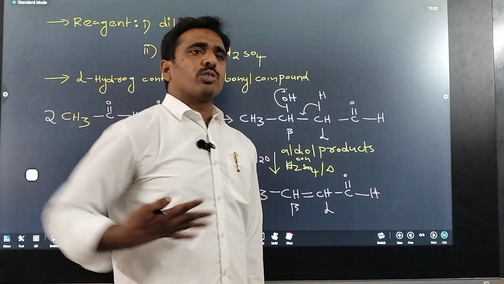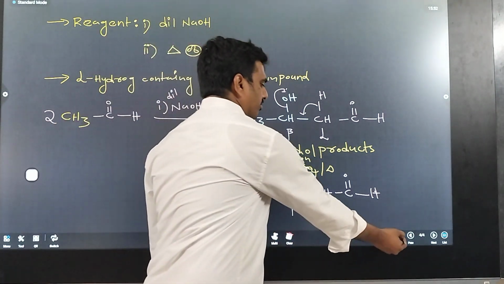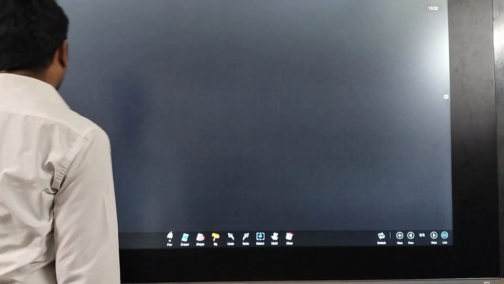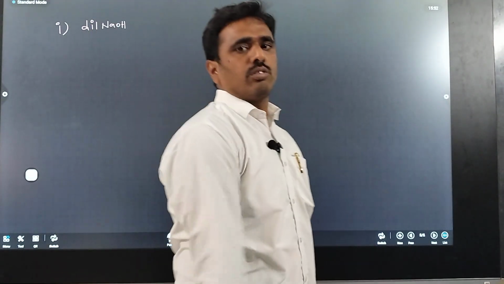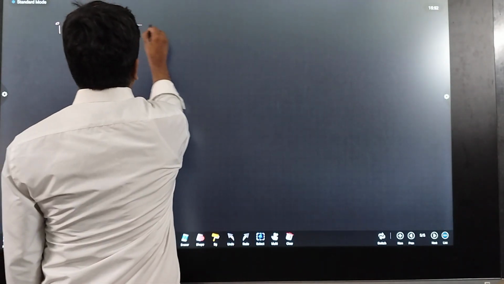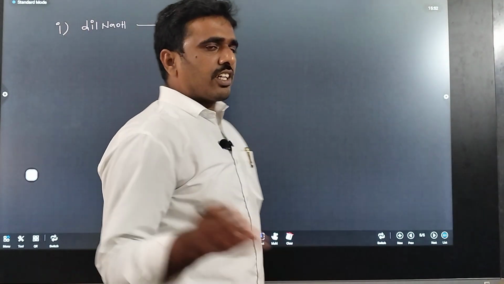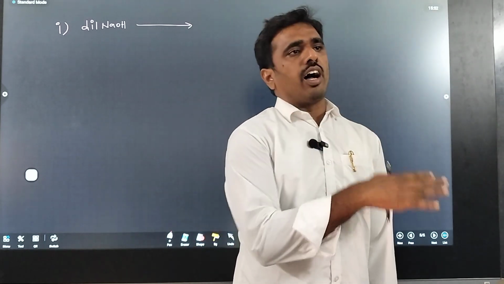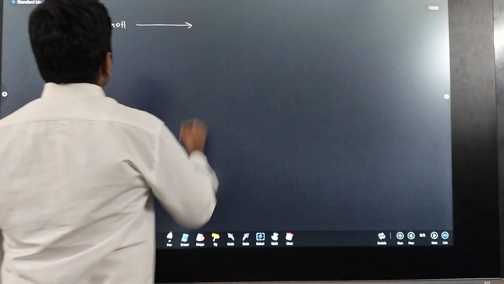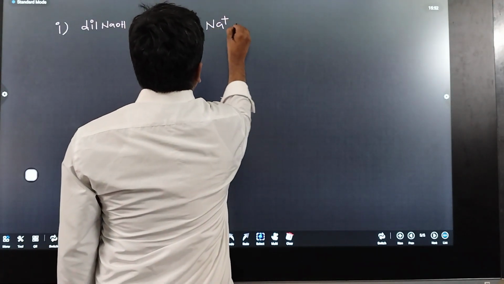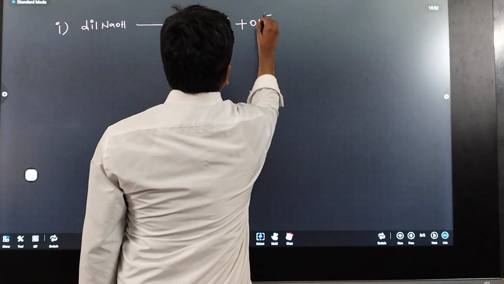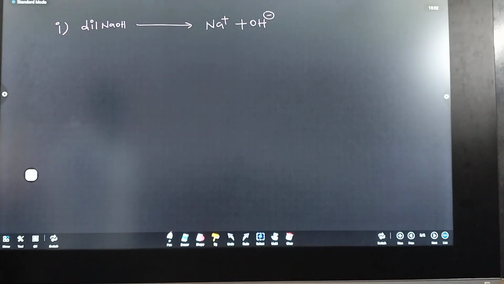So now I am discussing the mechanism. Okay, mechanism. So here the reagent, first one is dilute NaOH. So dilute NaOH means sodium hydroxide dissolved in water molecule. So sodium hydroxide is a strong electrolyte, so that's why it is completely dissociated into their respective ions, sodium plus and OH minus. So this is the first one.